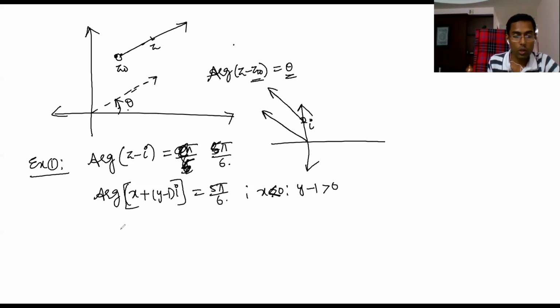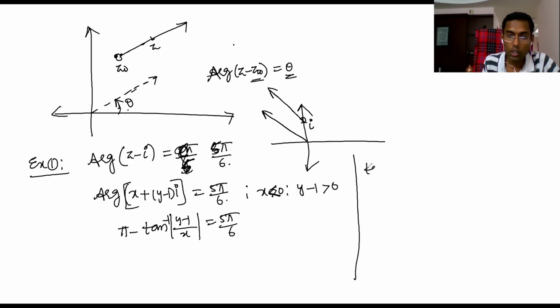So here what you can do now: it is the second quadrant, therefore pi minus tan inverse of modulus of (y minus 1) by x equals 5 pi by 6. So then what can I write next? Taking that side, tan inverse of (y minus 1) by x equals pi by 6. Here y minus 1 is positive anyway, and x is negative, so I write minus x. So this equals tan pi by 6, which is 1 by root 3.